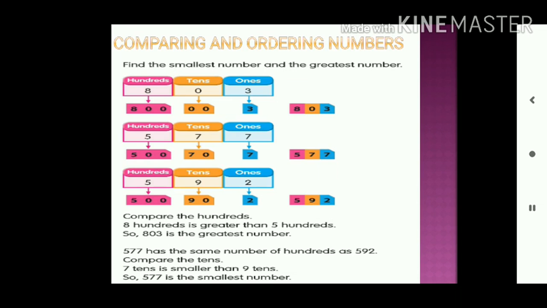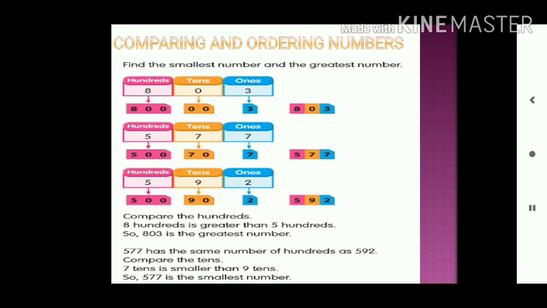We'll move on to the next topic, that is comparing and ordering numbers. So there we have 3 numbers: 801, 577, 592. We have to compare the numbers, okay? So 800 is greater than 500s, right? So 801 is the greatest number and 577 has the same number of hundreds as 592. So compare the tens. 7 tens is smaller than 9 tens. So 577 is the smallest number.